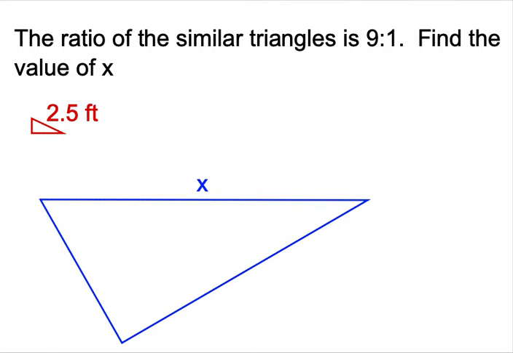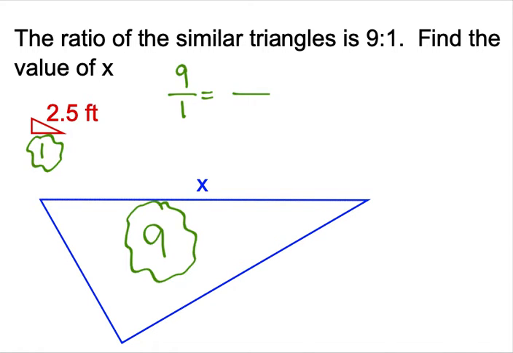The ratio of the similar triangles is 9 to 1. Find the value of x. All right, so the ratio here of 9 to 1 is going to be the same as the ratio between the two shapes. We just have to decide whether to put x or 2.5 on top. Now 9 is a lot bigger, so I think this shape down here relates to the 9, and this shape over here relates to the 1. So x relates to 2.5.